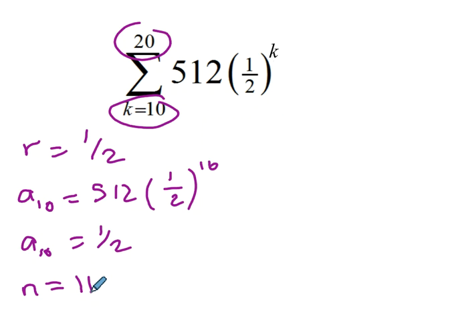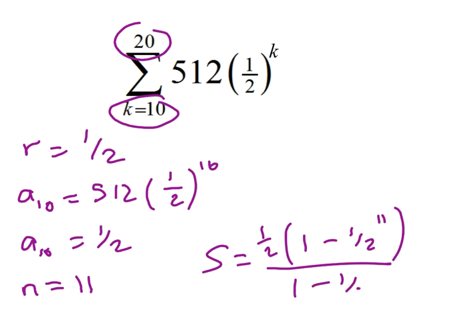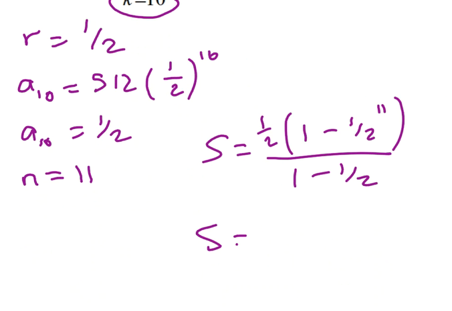So our sum here, notice I'm not going to put a subscript on this sum because it's not starting at the first term to go to the 20th. It's starting at the 10th term. So I'm just going to call it generically S. S is 1/2 for that starting value, 1 minus 1/2 to the 11th over 1 minus 1/2. So 1 minus 1/2 to the 11th is 0.99.